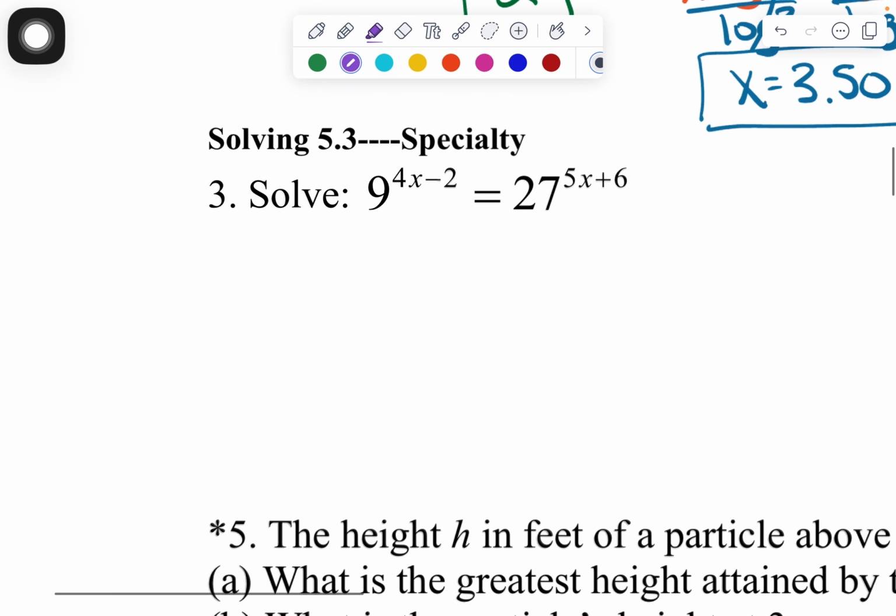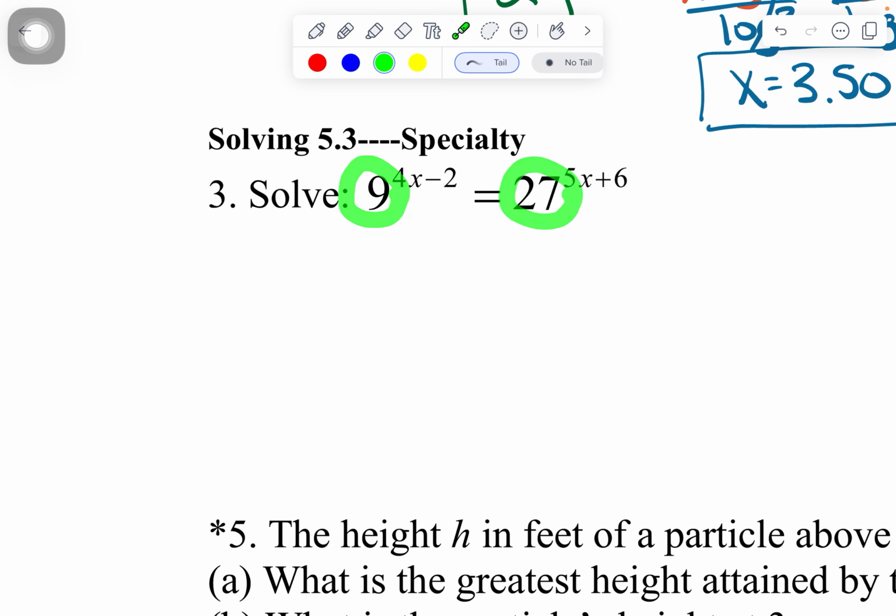All right, so question number 3: we have 9 raised to some power equals 27 raised to some power, and I want to solve this. I want to get 9 and 27 to be the same base. Normally I would try to turn the 27 into a base 9. I can't do that, but I can make both of these turn into base 3s.